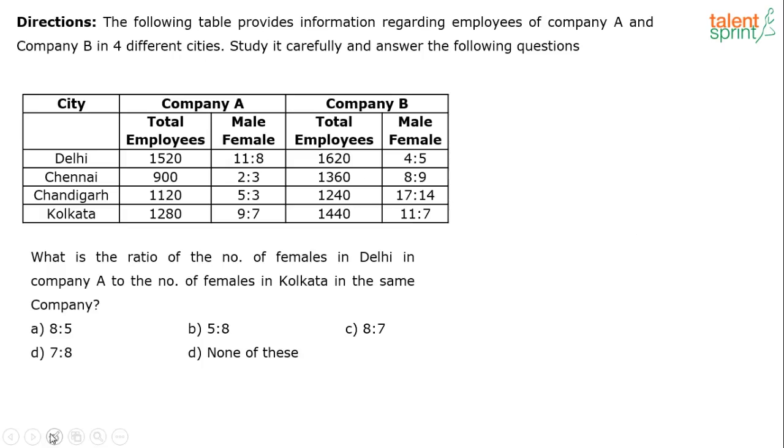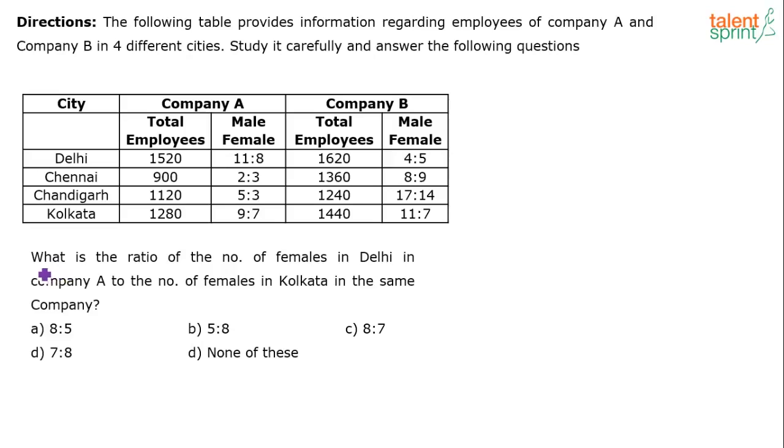The first one is here on your screens. What is the ratio of number of females in Delhi in company A to the number of females in Kolkata in the same company? Quick. Only choose the relevant values, simplify and get the ratio. Okay, option C is what most of you have marked. Let me try this now.